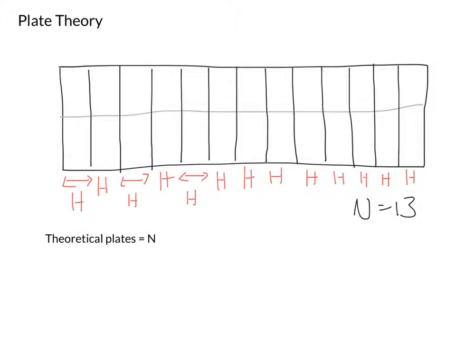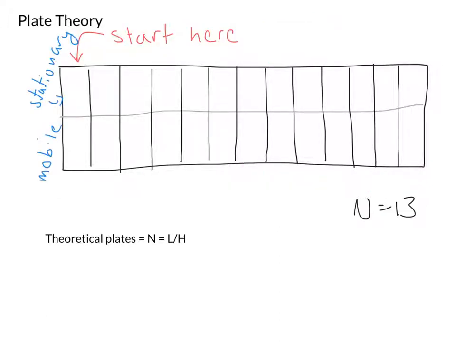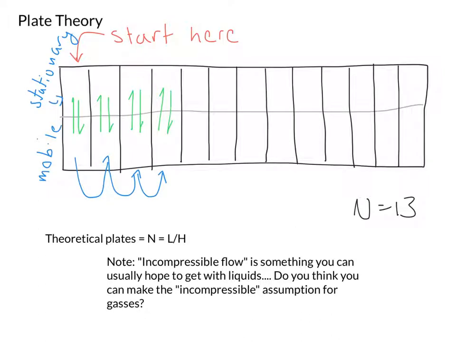And the way that we can find that is simply relating the length of the column and the number of theoretical plates. So as we go down this column, we'll establish an equilibrium at each stage between the mobile phase and the stationary phase, and then we'll transfer the mobile phase over to the next plate. Now, assuming incompressible flow, we can do all the math out to make this make perfect sense.